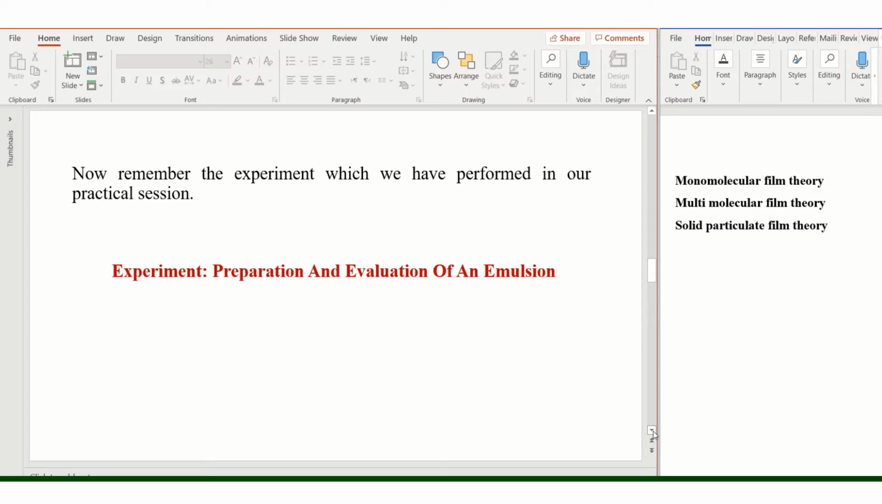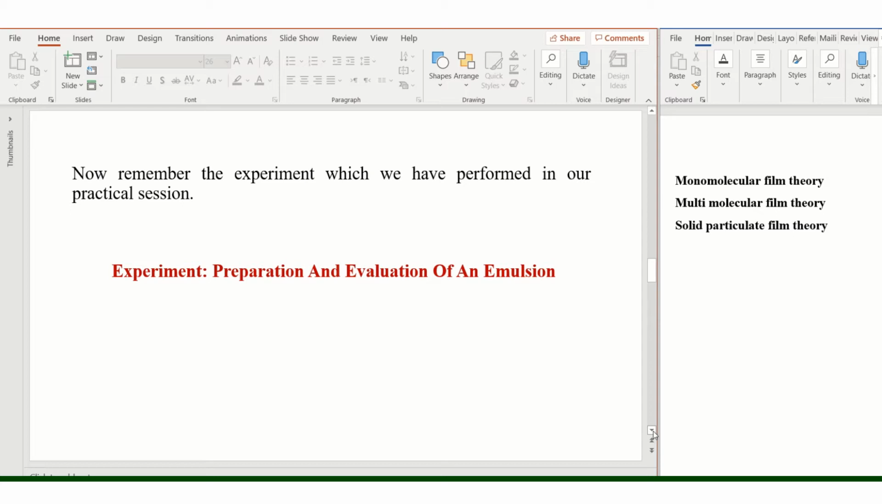Now, what did you do after preparing the emulsion? It's not just the preparation, right? In the last semester, you have prepared the emulsion, and this semester, you have prepared and you have even evaluated the stability of an emulsion. How did you perform? Do you remember something? Or which parameter you have considered while evaluating?